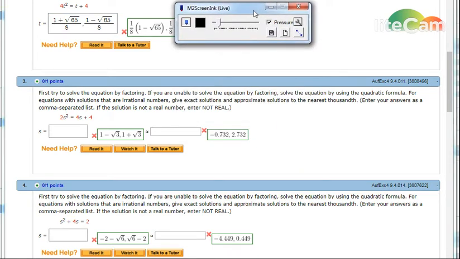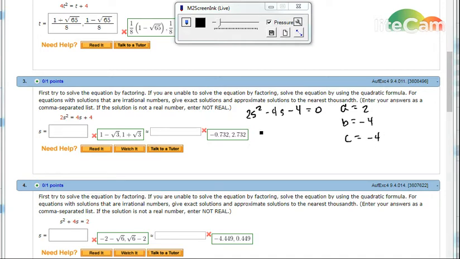Identifying your a, b's, and c's. Okay, so it's going to be 2s squared minus 4s minus 4 equals 0. So your a is equal to 2, your b is equal to negative 4, and your c is equal to negative 4. So the equation is negative b plus or minus the square root of b squared minus 4ac all over 2a.